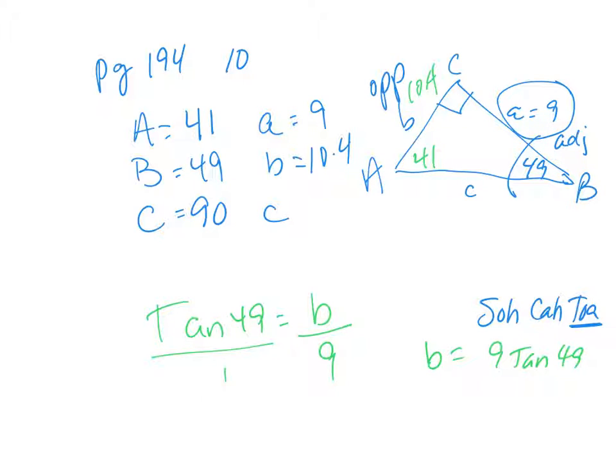Got it? And how can I find little c? Two ways. I can use SOHCAHTOA, or I can use a squared plus b squared equals c squared. So 10.4 squared plus 9 squared equals c squared. Let the math take you there, and you should get that c is equal to 13.7 if it's rounded to one place. If you rounded it to 2, it'll be 60 something or low 70s.